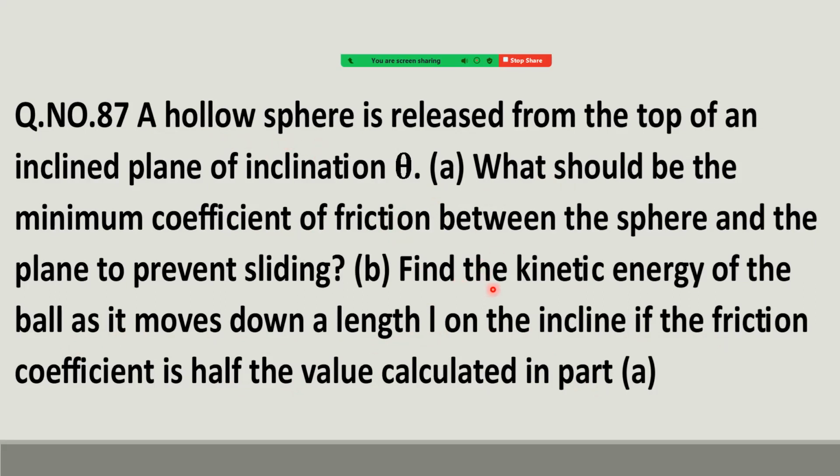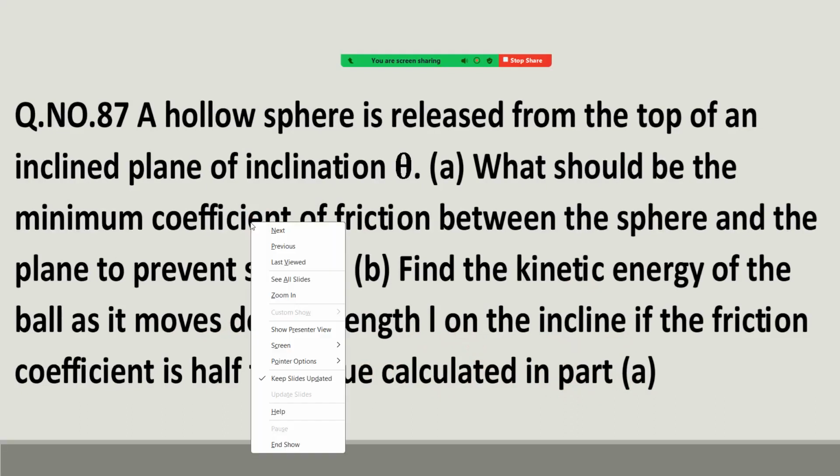Coming to the second part, we have to calculate the kinetic energy as it moves down a length L on the incline if the friction coefficient is half the value calculated in part A. That means see what happens here. When mu is not sufficient, it will be rolling with slipping. Okay. Let us see how to calculate.